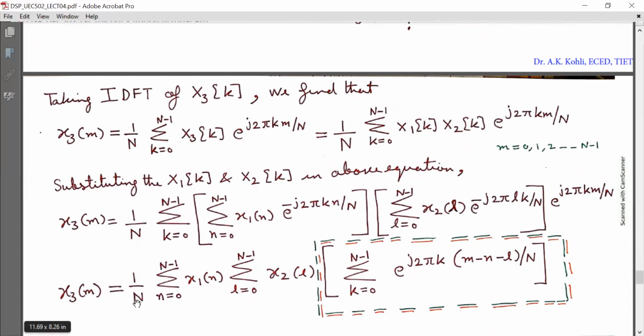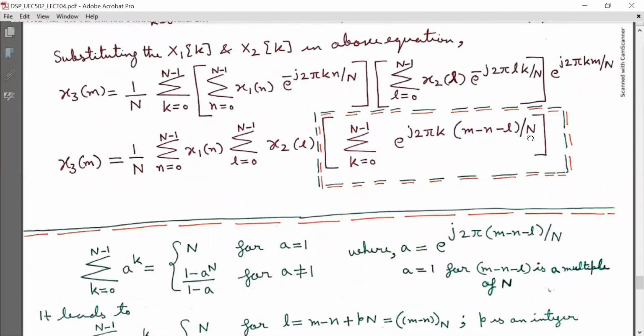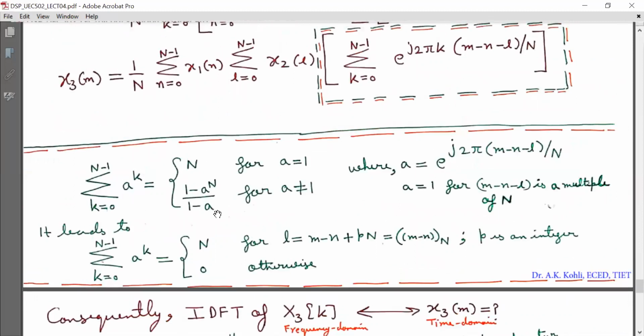we will find on mathematical simplification that x3[m] is equal to 1 by N, summation n running from 0 to capital N minus 1, x1[n], summation l running from 0 to N minus 1, x2[l], and a term in this bracket, that is summation k running from 0 to N minus 1 e raised to power j 2 pi k (m minus n minus l) by N. The summation term in the bracket plays an important role.